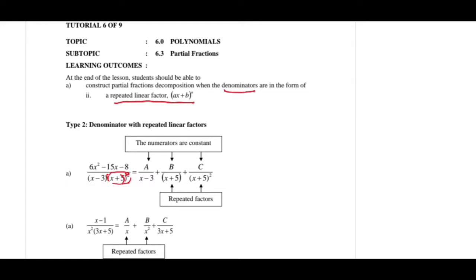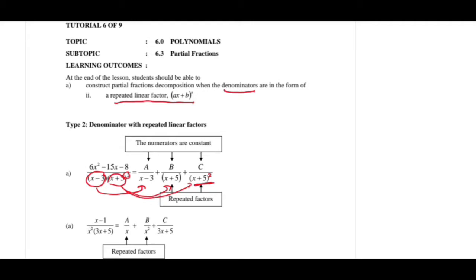So how do we separate this by using partial fractions? To separate this, you just have to write down the factors one by one. One of the factors is x - 3, the other factor is x + 5. But notice that since x + 5 is squared, we cannot just write x + 5 to the power 1 here. Then it will be the same. So the other fraction should be (x + 5) squared, because this shows that x + 5 is a repeated linear factor.